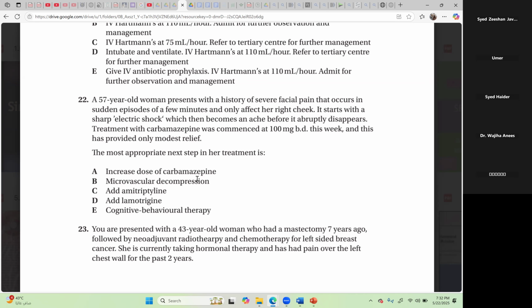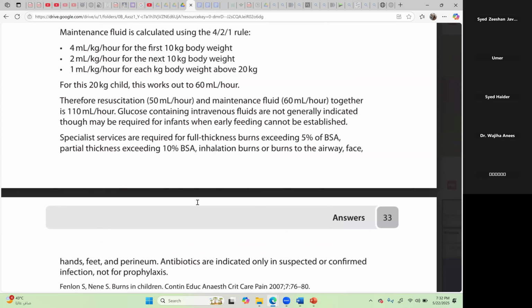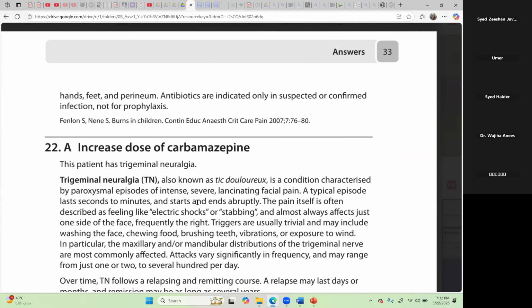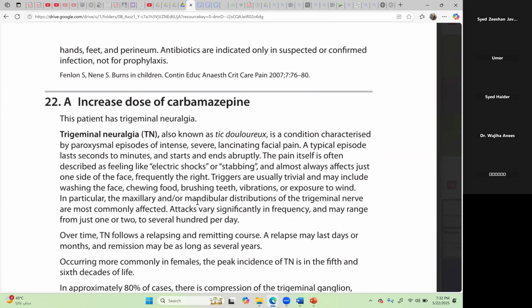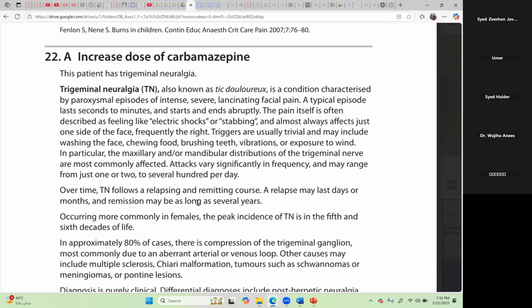This carbamazepine is which group? Sir, it is a sodium channel blocker. Yes, the sodium channel, but it is broadly grouped as anti-epileptic. Anti-epileptic, okay. So this is trigeminal neuralgia. As Vajiha mentioned, we have to increase the dose.